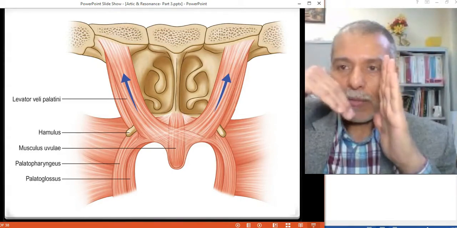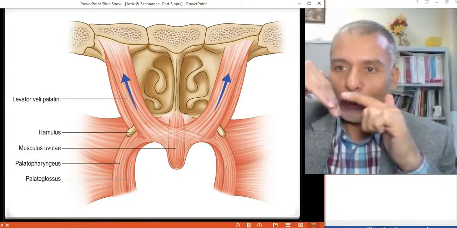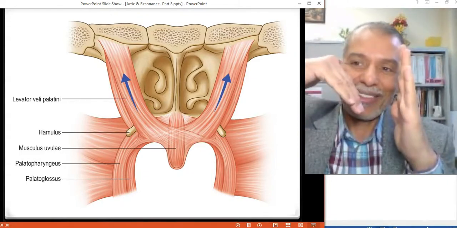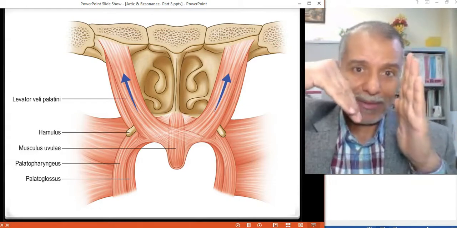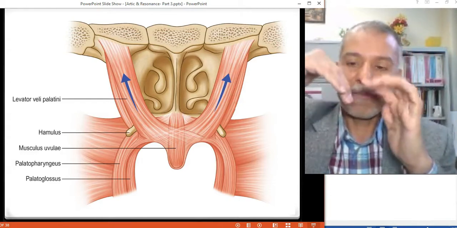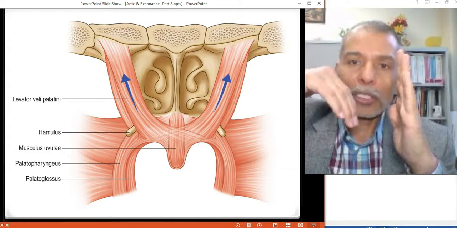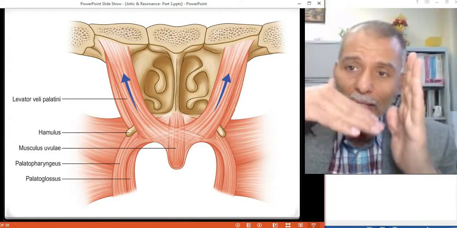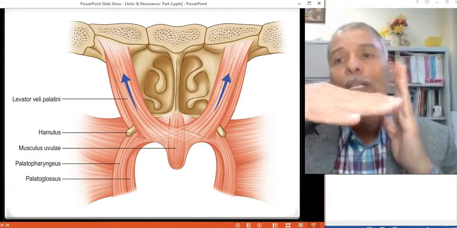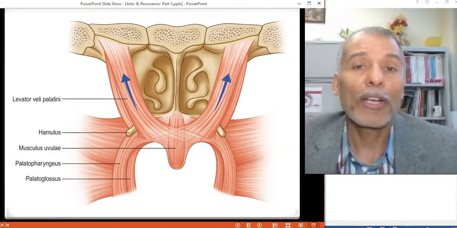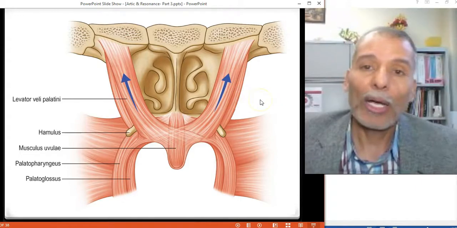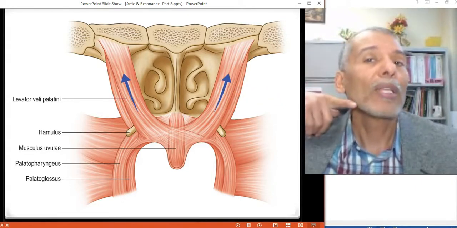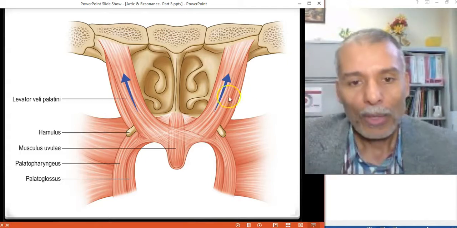What is the name of the space between the posterior pharyngeal wall and the velum? Remember, this is a very important space. The velopharyngeal port. So elevating the velum is going to seal, to close off the velopharyngeal port, and it will enable us this way to separate the nasal cavity from the oral cavity.